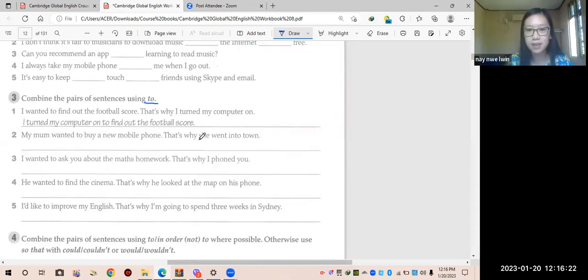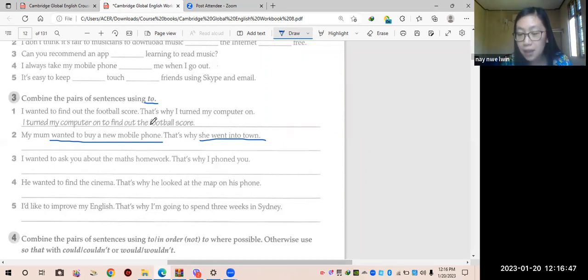Yes, correct. So that is the action and that is the purpose, right? Want to buy a new mobile phone. So we have to combine the first sentence with to, right? We can use my mom in the place of she, as we will put this sentence at the front. So yes, my mom went to town to buy a new mobile phone. So that is the answer, right?